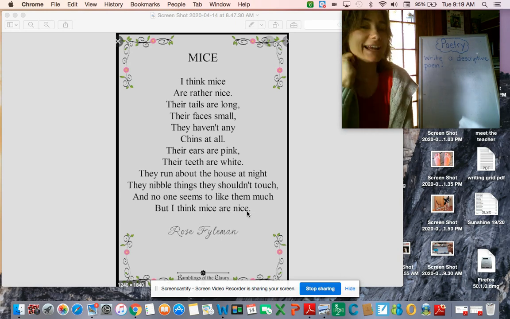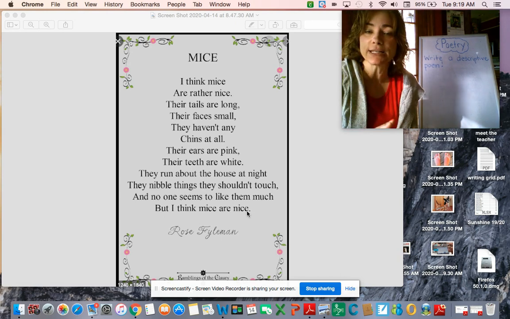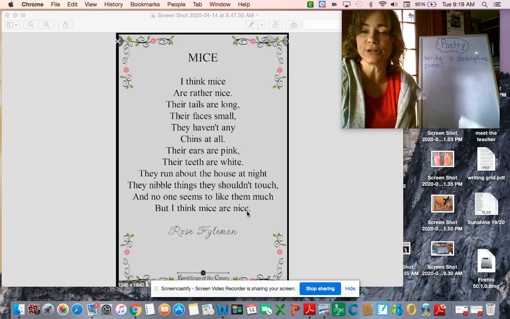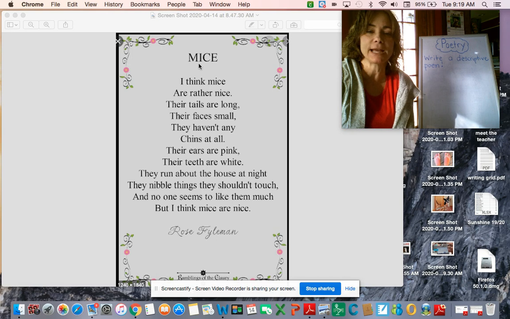All right, so since you can see that up close, let's go ahead and read it together, and then we're going to talk about some of the describing words in that poem. Okay, let's read together. Ready? And a 1, and a 2, and a 3.